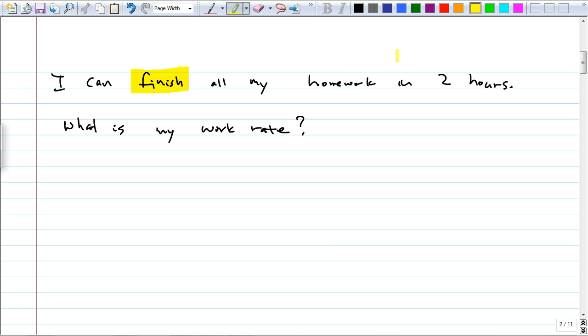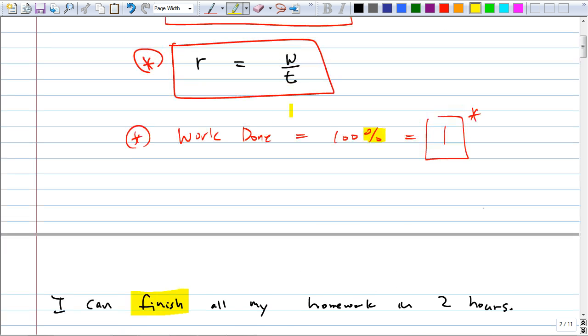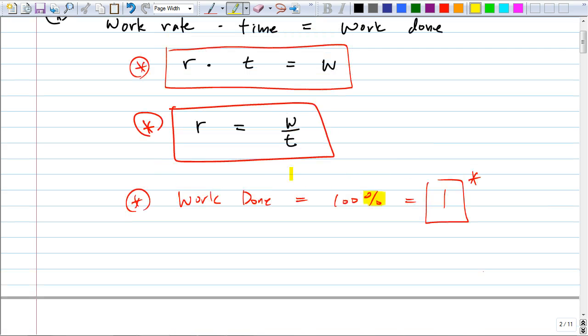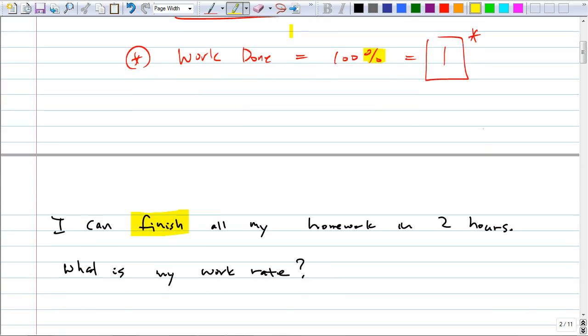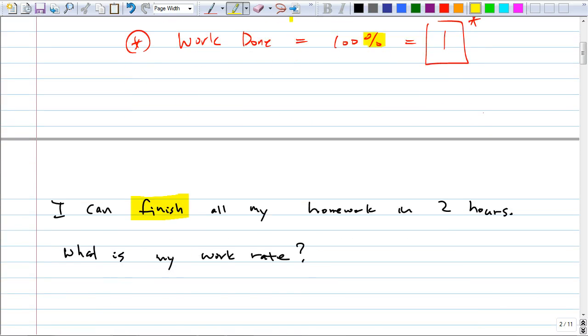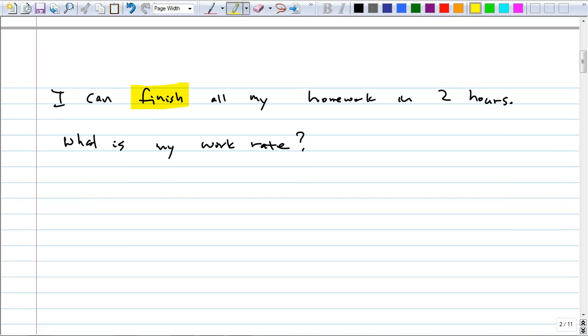Okay, so before I do our first example, let me just ask you a very simple question. Knowing what we know from up here, we know that work rate times time equals work done. Rate is work over time. And work done is 100%, right? If you finish all the work, it means 1, really, right? But that's how we represent it. So if I ask you this, now I'm not asking for anything else but work rate. It says, I can finish all my homework in 2 hours. What is my work rate? So how would you figure out the work rate? Now, it says I can finish all my homework. So what is my work done? If I say all my homework, it is? Yes, Kira?